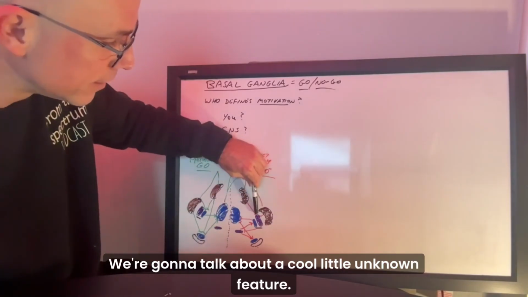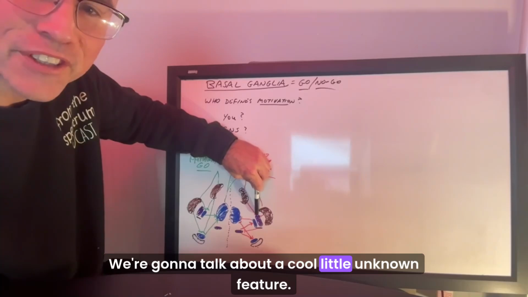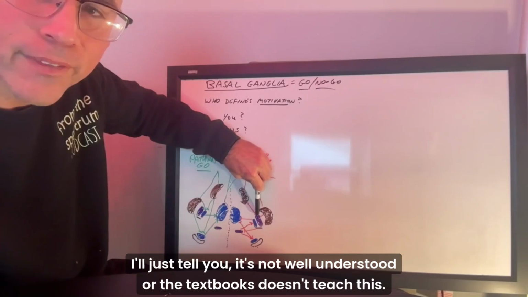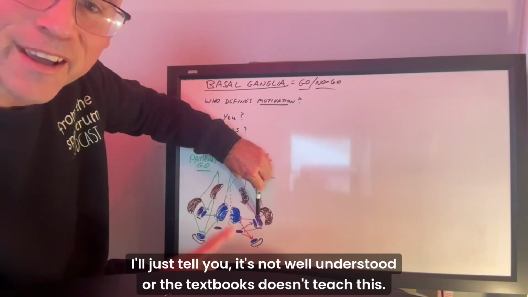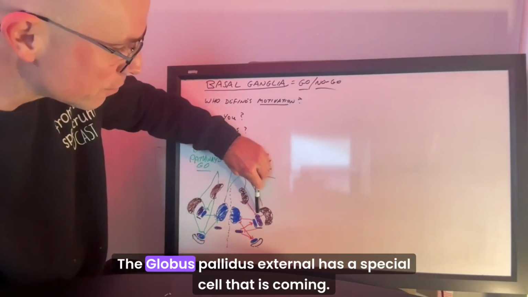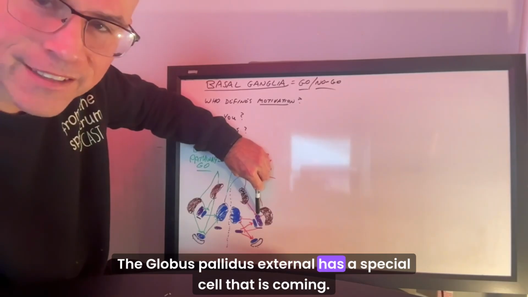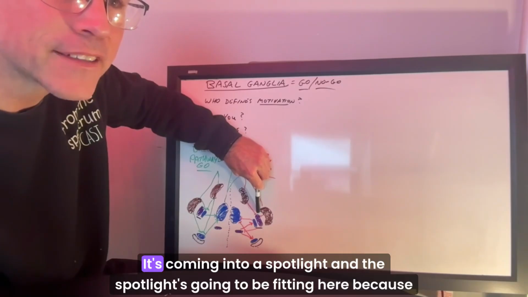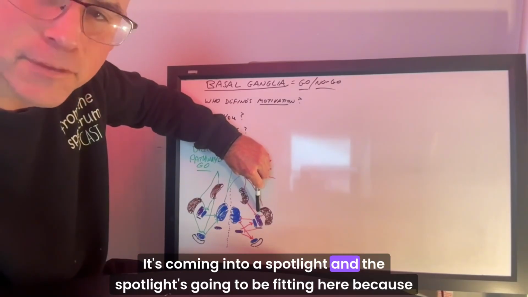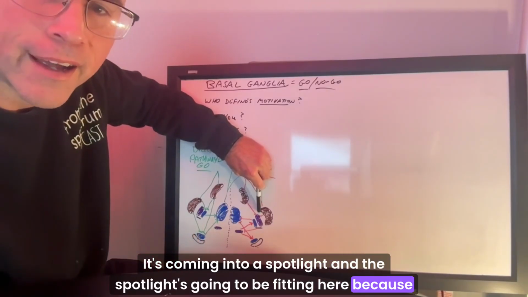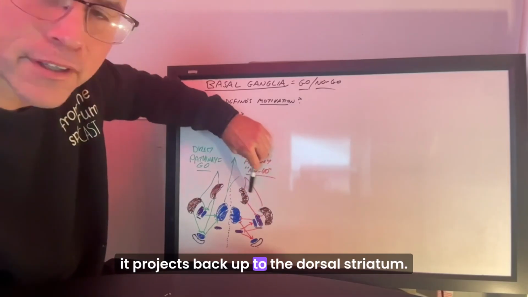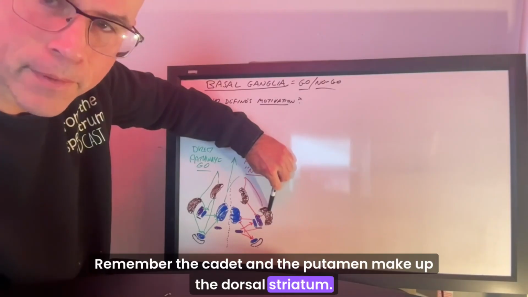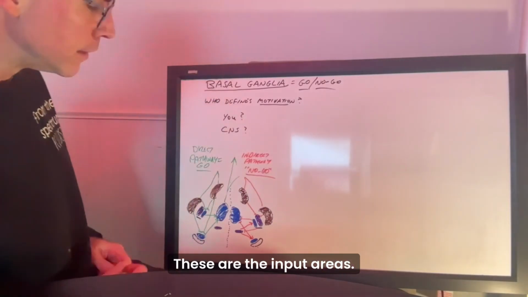We're going to talk about a cool little feature, an unknown feature. I'll just tell you, it's not well understood, or the textbooks don't teach this. So we're going to learn about this. The globus pallidus external has a special cell that is coming into more notification. It's coming into a spotlight. And the spotlight's going to be fitting here because it projects back up to the dorsal striatum. Remember, the caudate and the putamen make up the dorsal striatum. These are the input areas.